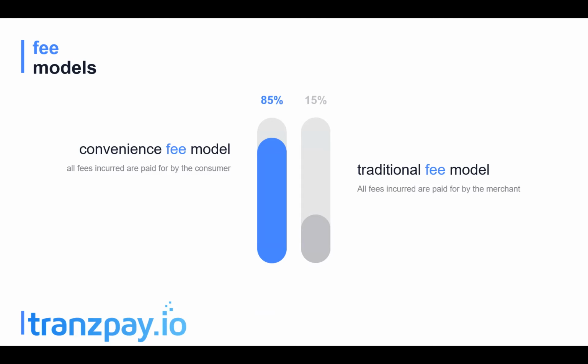What that does is it allows you to pass the fees for the credit card processing onto the consumer or your customer. We also have the traditional fee model, where obviously you absorb all of the credit card fees. In today's market environment, we see most everyone going for the convenience fee model. Utility companies and such are always using that. It shows up on their bill as a convenience fee paid to TransPay, and it doesn't affect your reputation because it's not showing as paid to you.